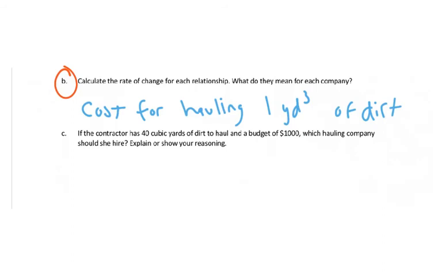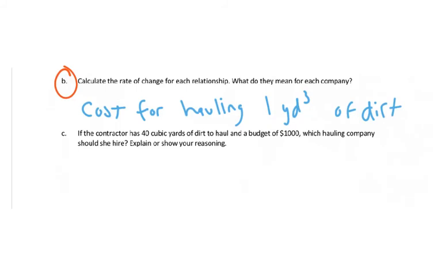I know that word rate of change, we use it a lot, and we use other words to describe this relationship as well. But it's the cost per one. Like if you were going to figure out the unit rate for bananas, you'd be trying to figure out how much one banana costs.